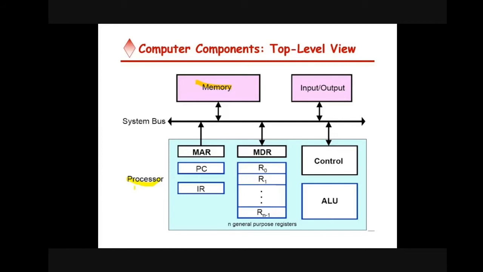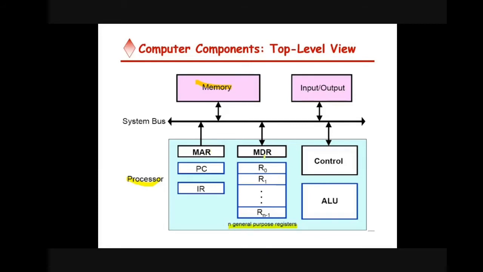Because the registers are present inside the processor, your ALU can take that data from the processor and process it. So that is the advantage of keeping registers inside the processor. These registers are called general purpose registers.